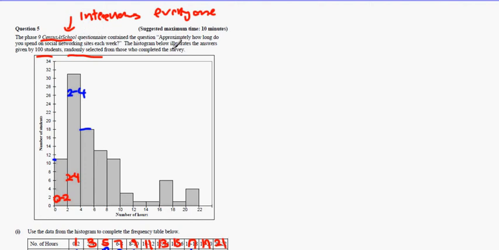Questionnaire contained a question. Approximately how long do you spend on social networking sites each week? Social networking site being the likes of Twitter, Facebook, anything where you're talking to each other online. The histogram below illustrates the answers given by 100 students, randomly selected from those who completed the survey. Use the data from the histogram to complete the frequency table.